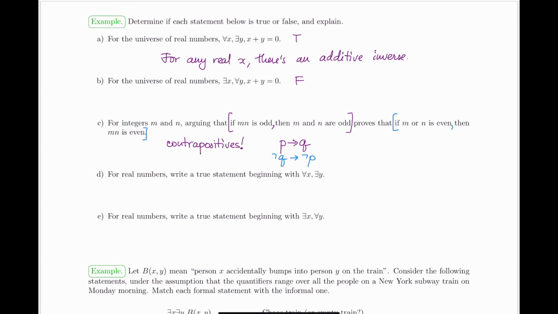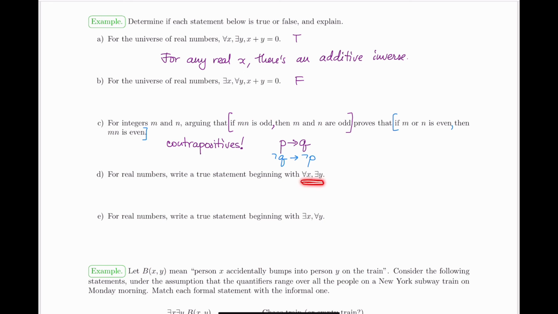For real numbers, write a true statement beginning with for all x, there exists a y, and the second one is the other way around, so there exists an x such that for all y. I'm going to write my choice of statements. Your statements are almost certainly going to be different if you've written them by yourself, because there's no way that the same example popped into our heads.